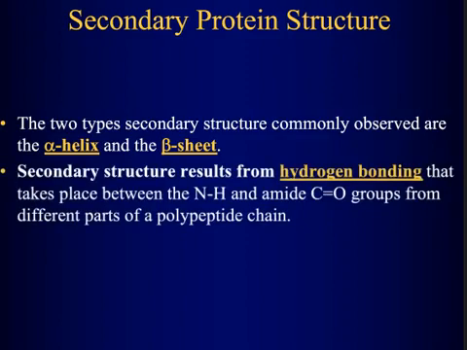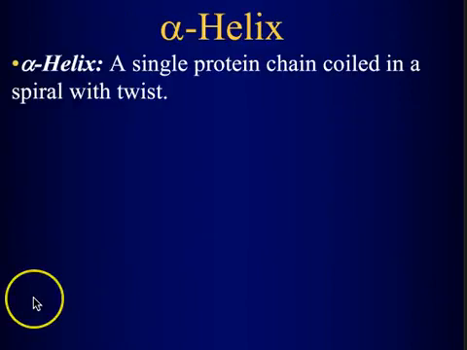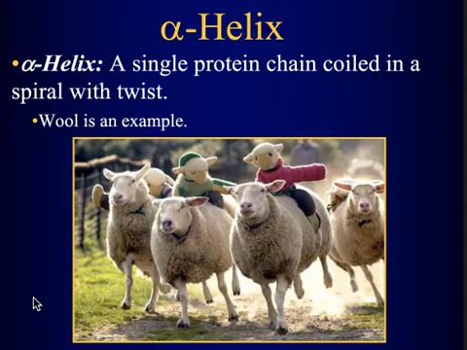These secondary structures result from hydrogen bonding that takes place between the N-H of the amide and the C double bond O groups from different parts of the peptide chain or polypeptide chain. So we've got lots of different hydrogen bonding possibilities since we have so many nitrogens and oxygens. An alpha helix is a single protein chain coiled in a spiral with a twist. For an example, wool is an example of an alpha helix. So that's our baaing from the sheep.